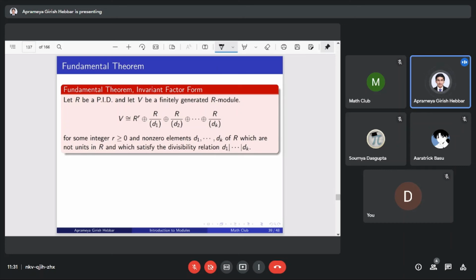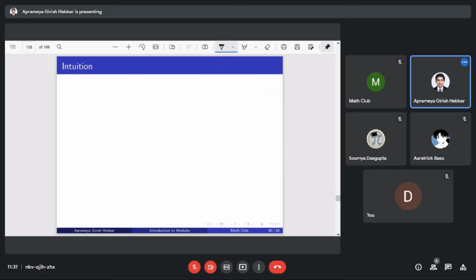right? Again, why are they not units? Because if they were units, then the ideal generated by them would be R, and R over R is nothing but zero, and that doesn't make sense. So the condition is that they are not units. Good. Before we do the proof, we want to have some intuition on what the theorem actually says.